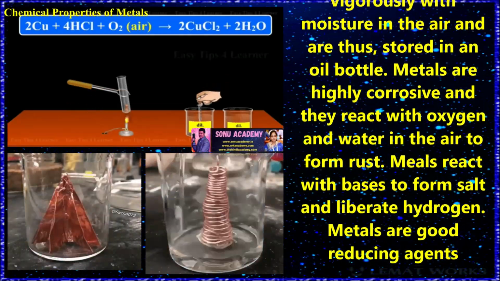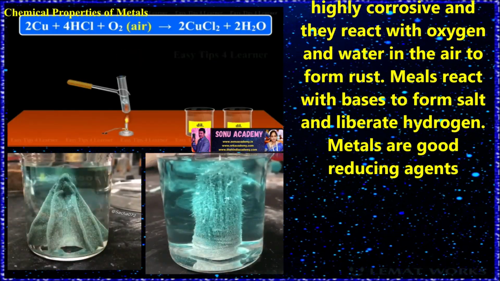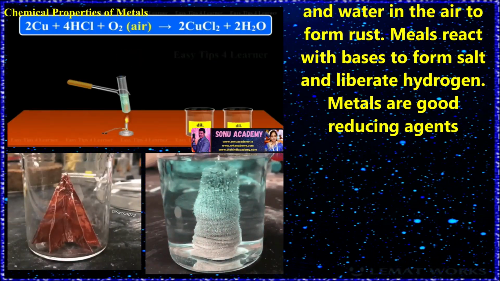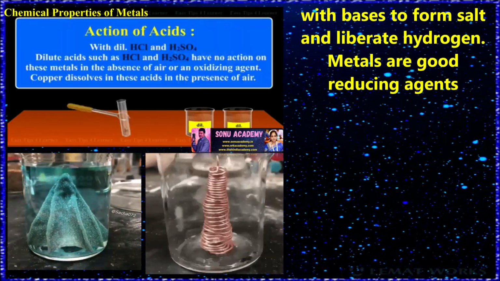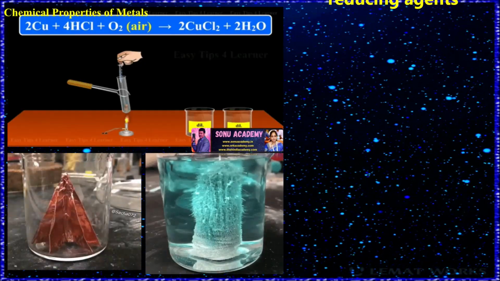Metals are highly corrosive and they react with oxygen and water in the air to form rust. Metals react with bases to form salt and liberate hydrogen. Metals are good reducing agents also.